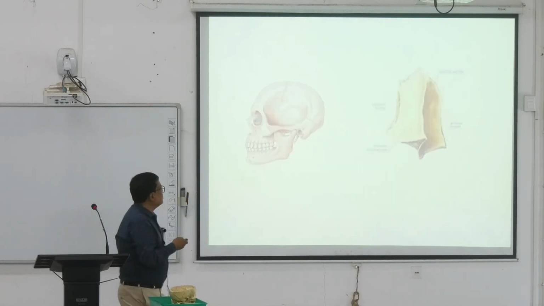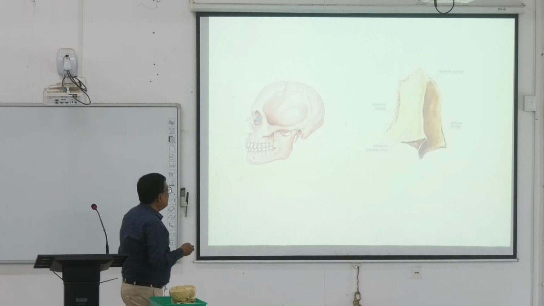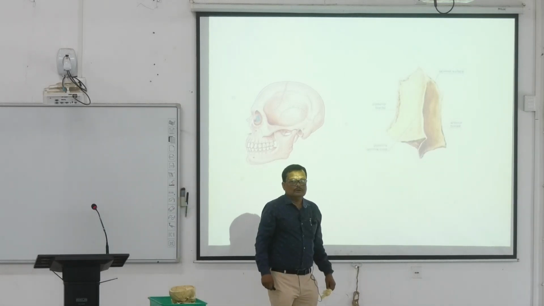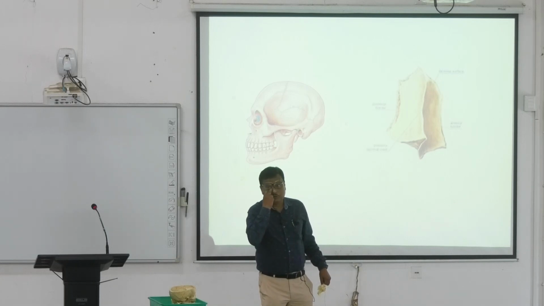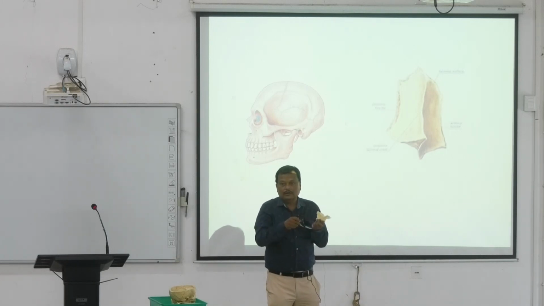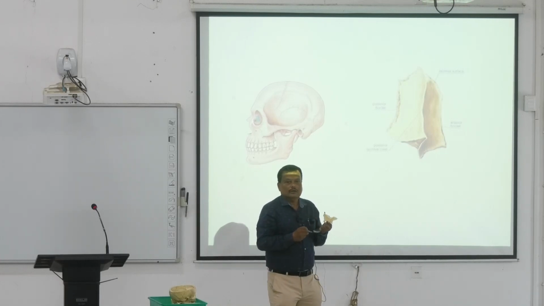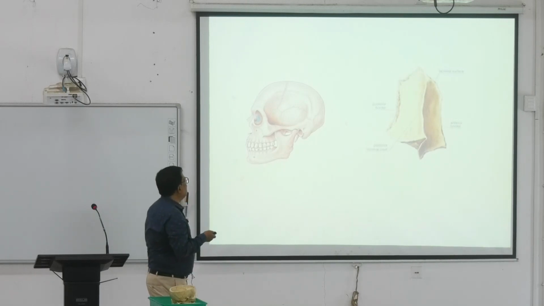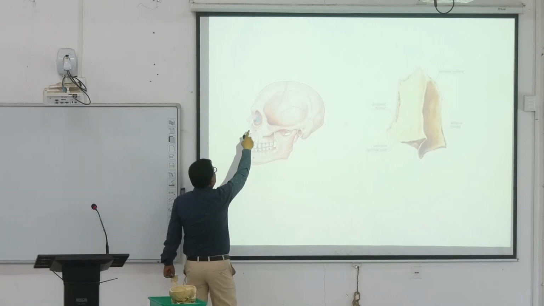So that was a bit of recapitulation. And this is the lacrimal bone, a very small bone situated here. Lacrimal bone also forms a part of the boundary of the orbit. Here it is, the lacrimal bone.